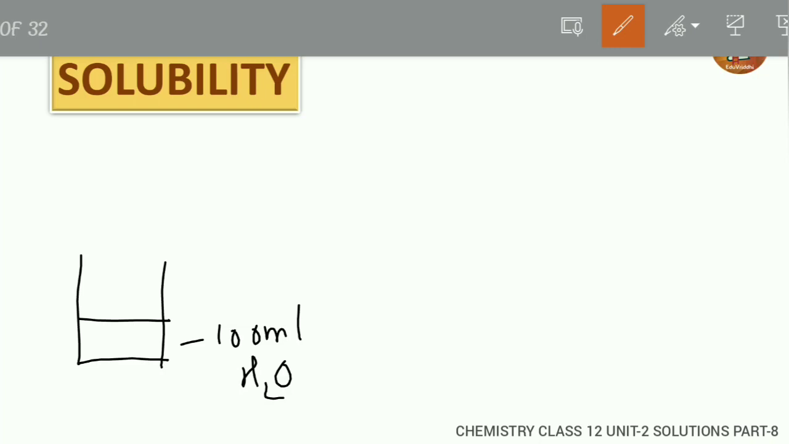Now let me add 1 spoon of a particular salt, any salt like sodium chloride or potassium chloride, and I am going to add this into this 100 ml water and dissolve it. So this is the first spoon of salt which I am going to add into 100 ml of water. So it will dissolve in that 100 ml of water.